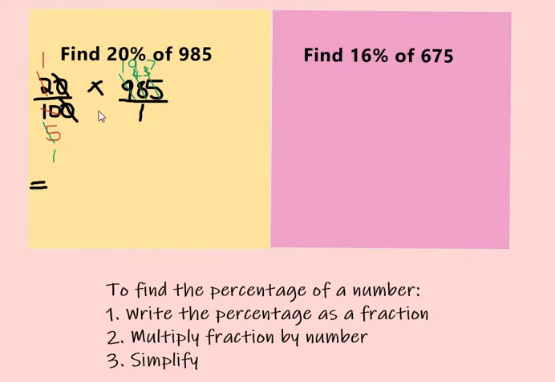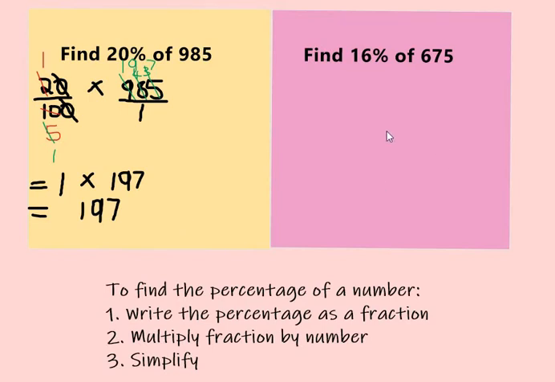Now that we've simplified to our lowest terms, let us see what we have left. We have a 1 here, and we have the 197 here, and we have a multiplication sign. So that means we're going to take our 1 and multiply it by 197. And 1 times 197 gives us 197. The denominators are 1, and anything over 1 is itself, so I did not bother to rewrite the denominator.